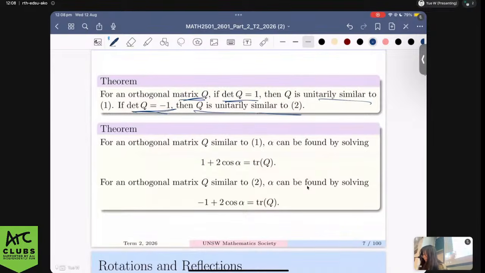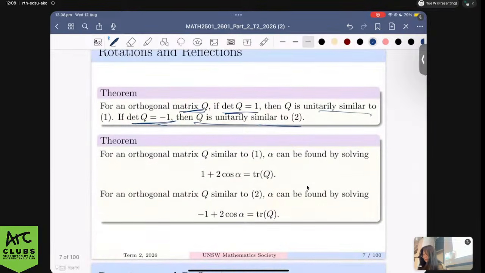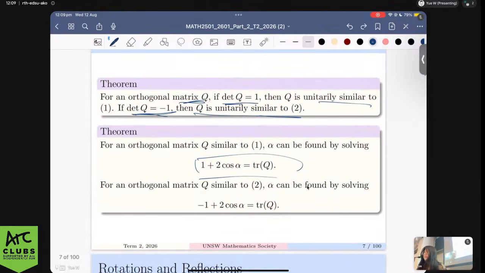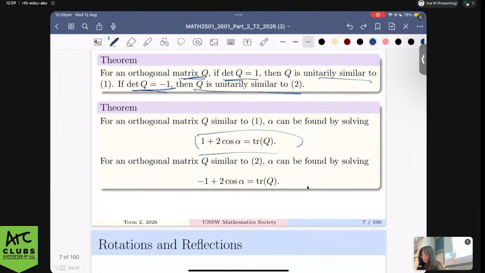For the next theorem, for an orthogonal matrix Q similar to the first matrix here, alpha can be found by solving this equation, which involves the trace. Recall that the trace is just the sum of the diagonal entries. So if you take the sum of these entries, that is the trace, and using this formula you can find the angle. Similarly for the second matrix, you can do the same thing, except instead of the 1 at the beginning, we now have the -1. If you take the sum of the diagonal entries, you should also be able to find the angle.